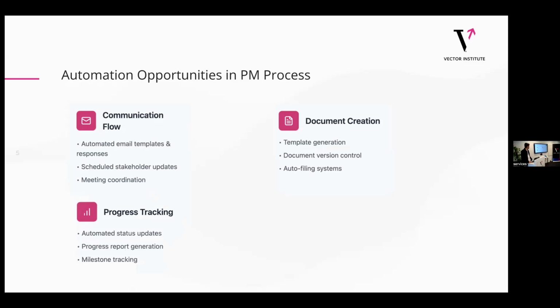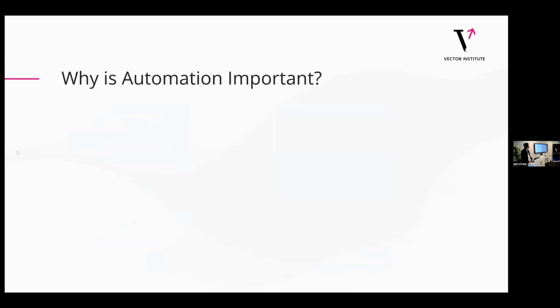And progress tracking is another part of the project that can be automated, and task management, of course, so that we make sure that all of the tasks and all of the deadlines that we have are met at the right time. So the question here is: why is automation important? The very first answer is efficiency.